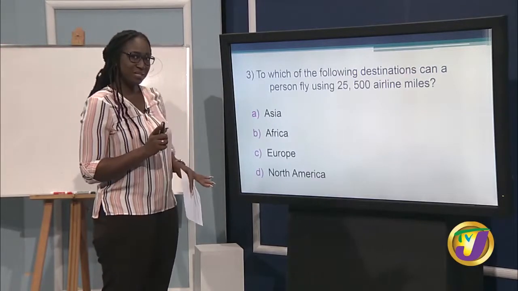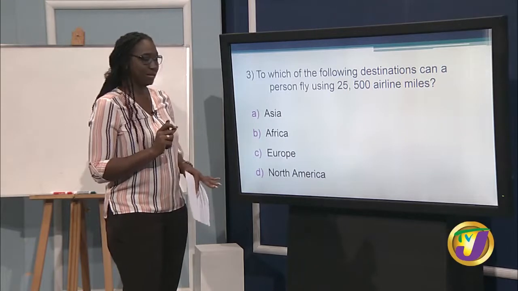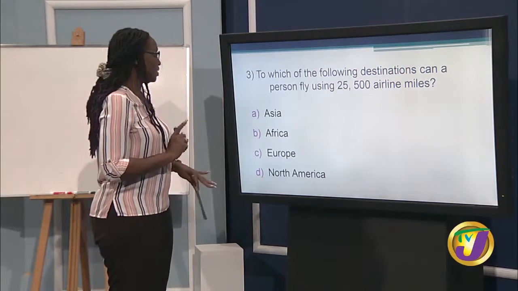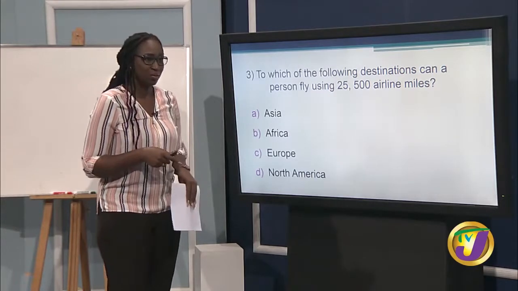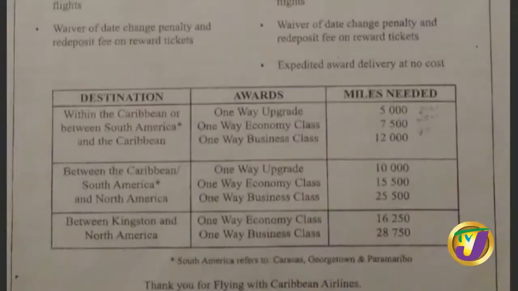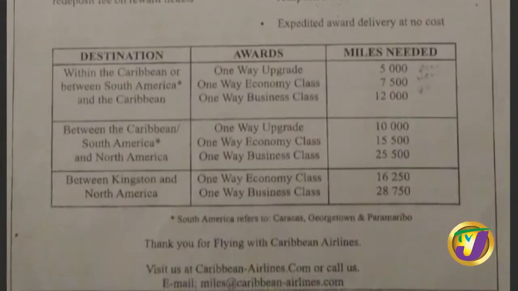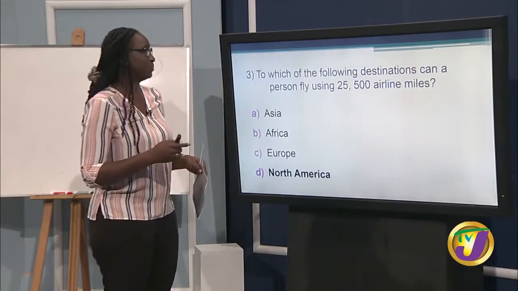To which of the following destinations can a person fly using 25,500 airline miles? So once you have accumulated that number of miles, where can you go? Can you go to Asia? Can you go to Africa? Can you go to Europe? Or can you go to North America? Now, do you remember that table? The table listed out everything. So for 25,500 miles, you just look for that quickly. Where can you go? Didn't ask you how you can get there. Where can you go? And of course, by now you can see that you can go to North America. It's the only option you're given that matches up with the options on the actual question paper.